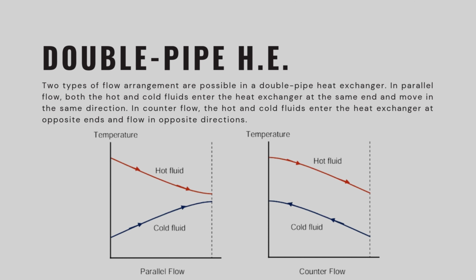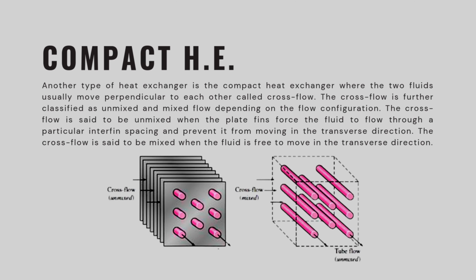For the parallel flow, the change in temperature for both fluids can be quite dramatic, while in the counterflow situation, things remain constant. Another type of heat exchanger is the compact heat exchanger, where the two fluids usually move perpendicular to each other, called crossflow. The crossflow is further classified as unmixed and mixed flow depending on the flow configuration.